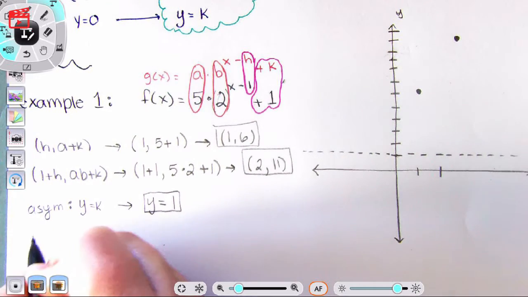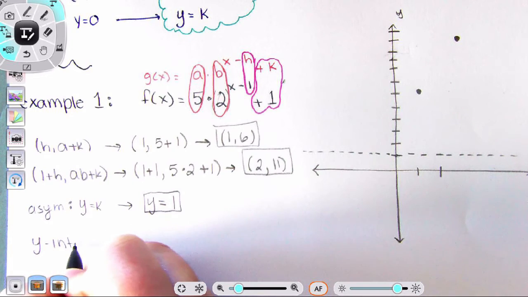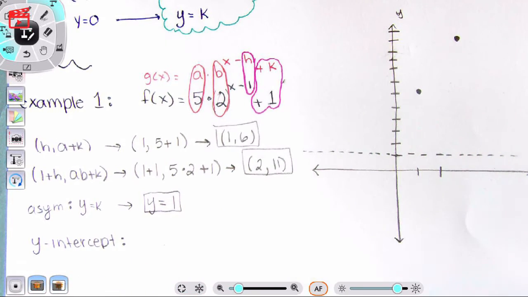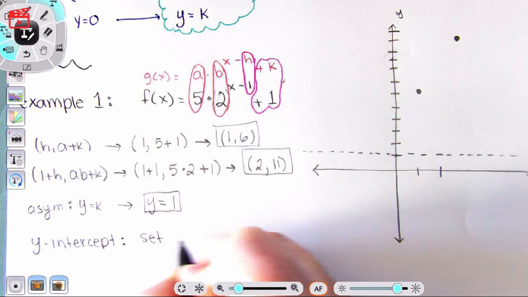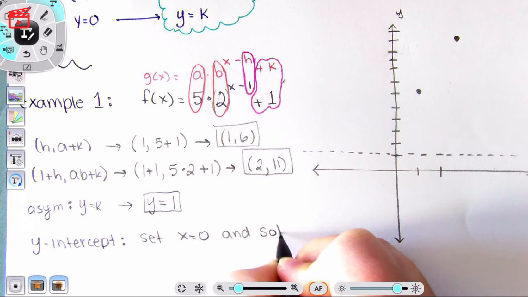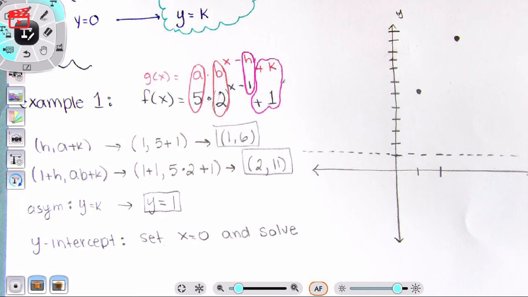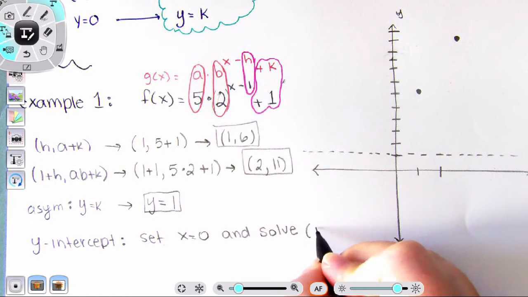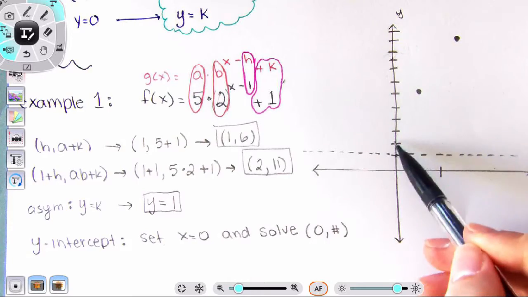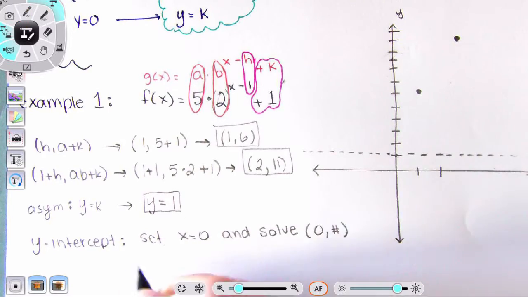So, y-intercept. To find your y-intercept, you need to set x equal to 0 and solve. Okay, so let's see. You're going to have a point that's going to be 0, a number, and we want to know where it's going to cross our y-intercept. So let's go ahead and solve this.